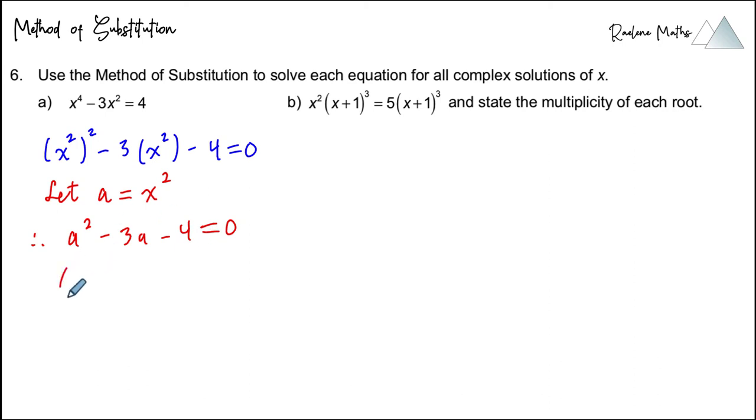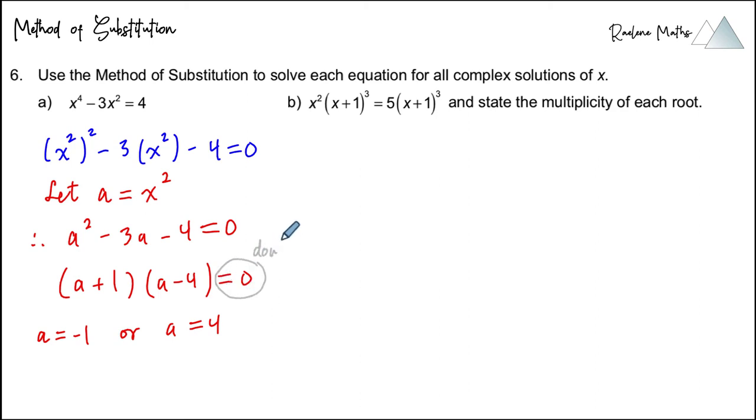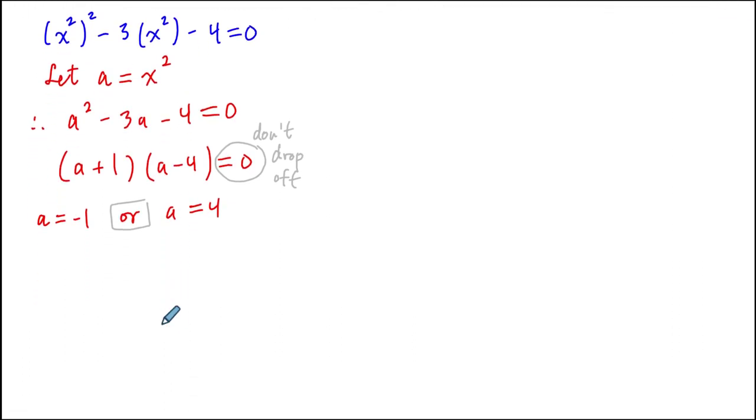So now I can factor my quadratic, and I see that I get a plus 1 times a minus 4, and that makes sure that I get the middle term of negative 3a. And the zero product property says that a is going to equal negative 1, or a is going to equal 4. Now, when we're solving, make sure that you don't drop off the equals sign. Make sure that you maintain the equation here. And also make sure that in between your roots coming from the zero product property you use the word or, and not an and, not a comma.